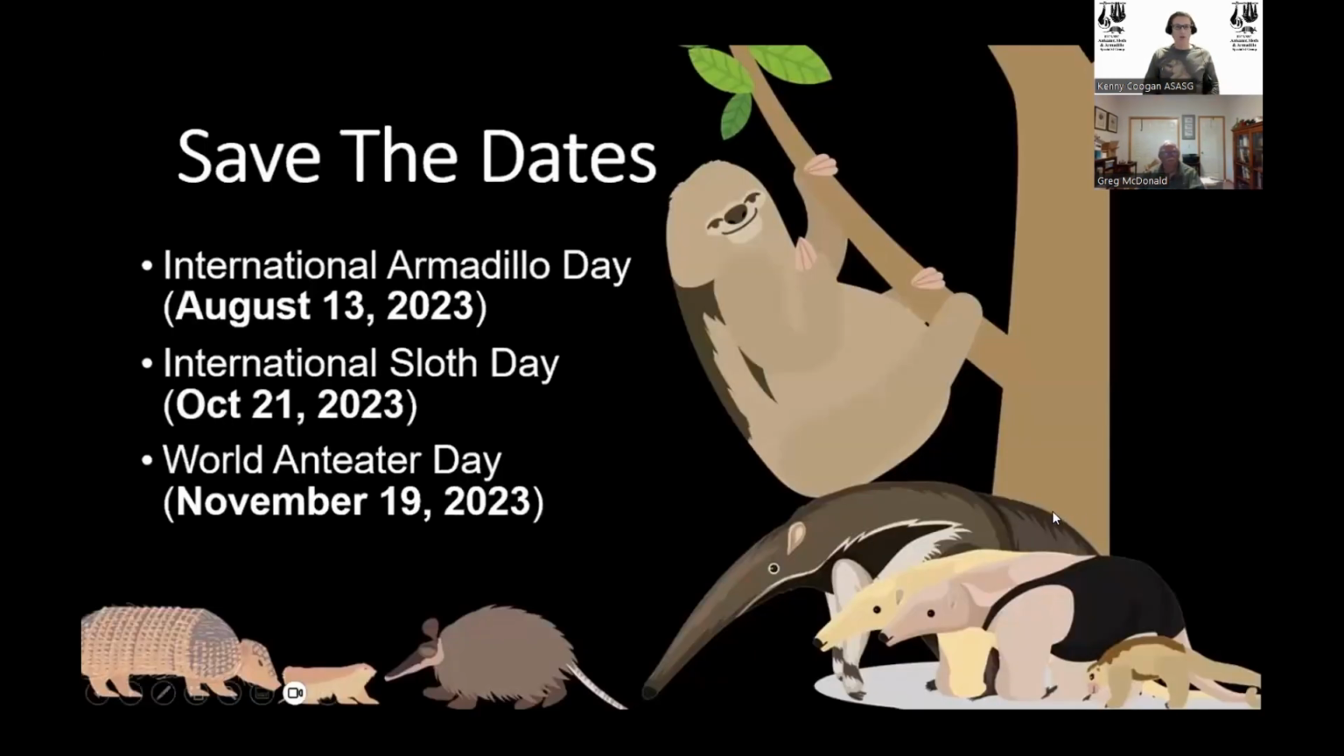Before the presentation, we were talking about how Greg celebrated International Sloth Day 2 Saturdays ago. And coming up, we have World Anteater Day. Now, Armadillo Day and Anteater Day, they are the same date every year. But the International Sloth Day, that changes every year because it's on a Saturday. So it's the 3rd Saturday of October.